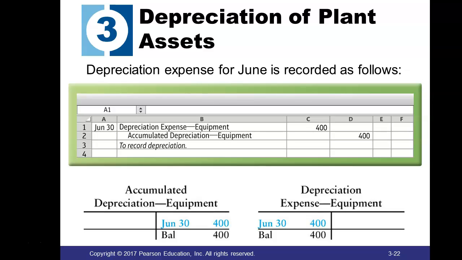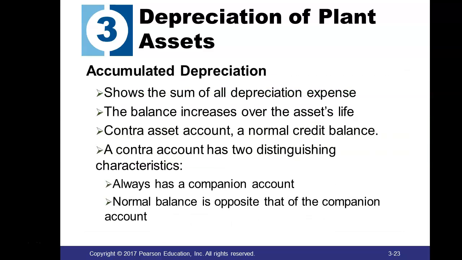So for the month of June, we're going to record depreciation expense, and that's the use of our long-lived asset. And we're going to charge accumulated depreciation. And here is an example of what it looks like in terms of a T account.